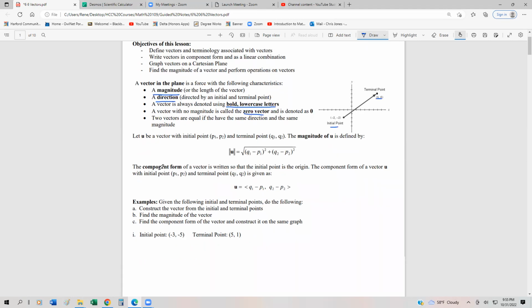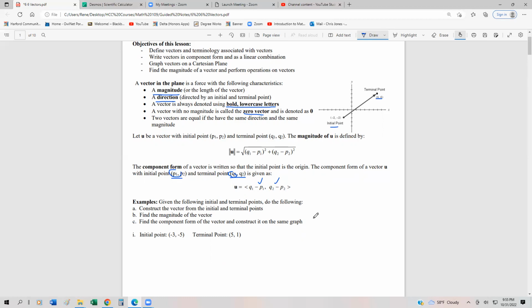Component form is going to be written so that we have a vector whose initial point is at the origin. And the component form of a vector with initial point p1, p2 and terminal point q1, q2 is going to be found by q1 minus p1, q2 minus p2. So I just subtract the x coordinates and then I subtract the y coordinates. That's how we're going to find what the component form of this is.